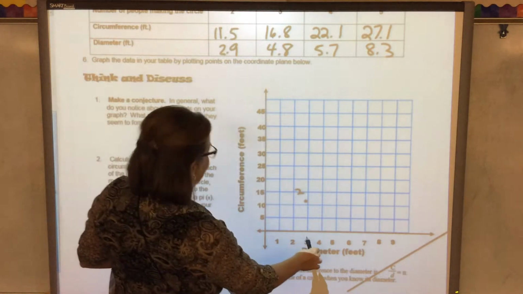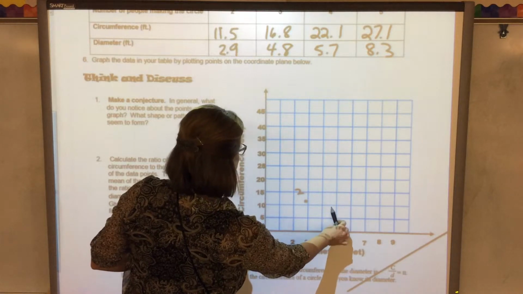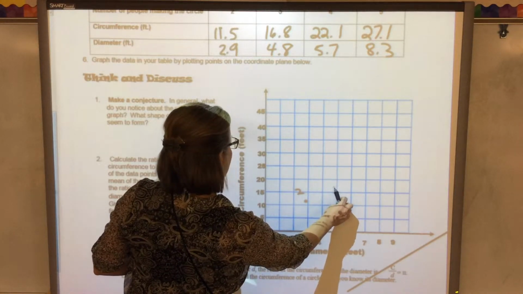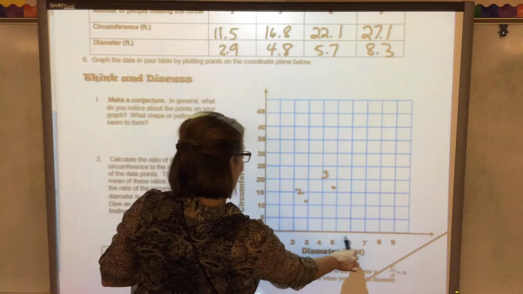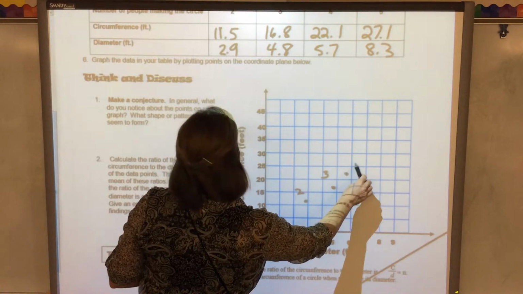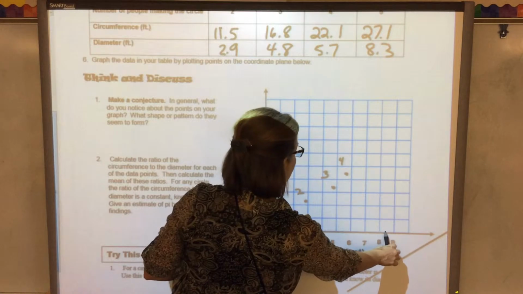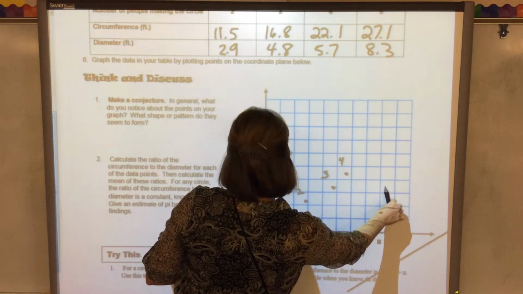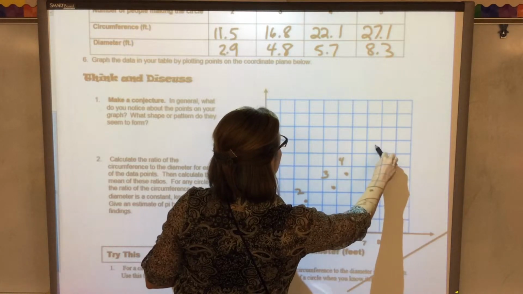Okay, for 3, it's 4.8 for the x and 16.8 for the y. So that's going to be for 3 people. For 4 people, 5.7 and 22.1, about right there. And then for 5 people, 8.3 and 27.1. Let's say about right there, so there's 5.